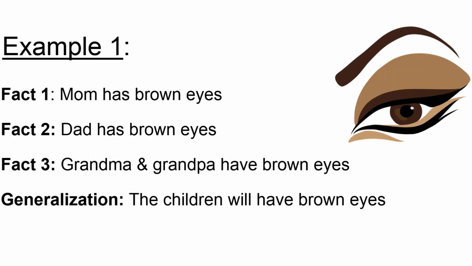Let's take the example of a mother who has brown eyes, a father who has brown eyes, grandparents having brown eyes, and from those examples you can conclude that the children will have brown eyes. Is it impossible for a child to have blue or green eyes? No, but logically the odds are this child will have brown eyes.